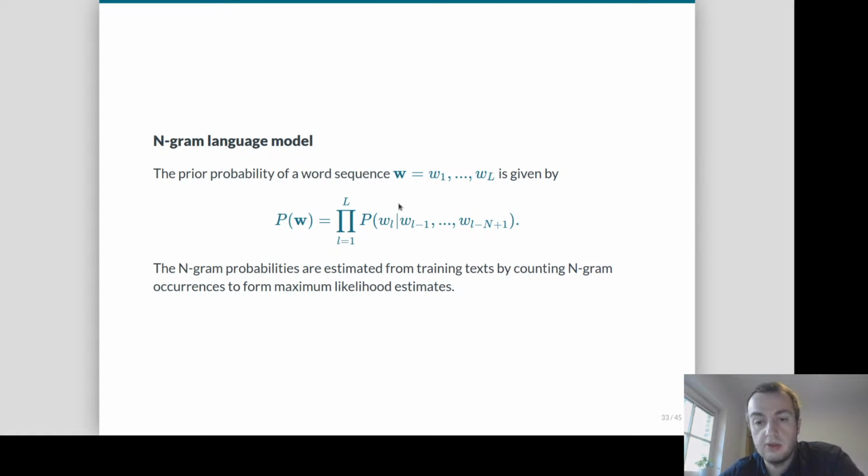And why we would do that is because this is something we could estimate from data, right? We could just go over our corpus of text, look at the n previous words, and then estimate the probability of seeing the word W_L given this previous sequence. Right? And so if n is kept small, this is something which is doable.